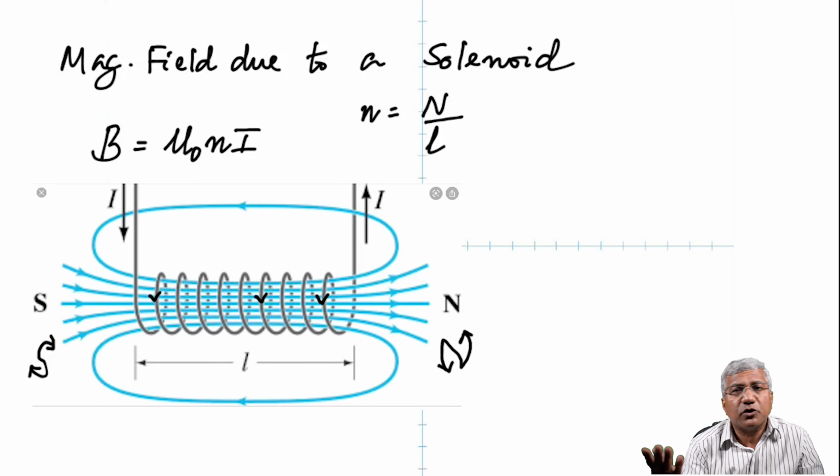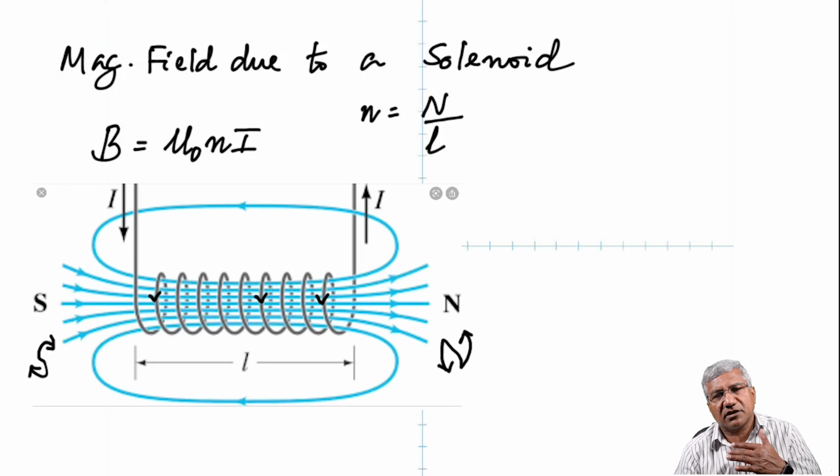Okay, mu naught, it's 4 pi times 10 to the negative 7. It's called the permeability of free space. I is the current. So if it's a bigger current, then of course there is a bigger magnetic field at the center. And how do we find the direction?